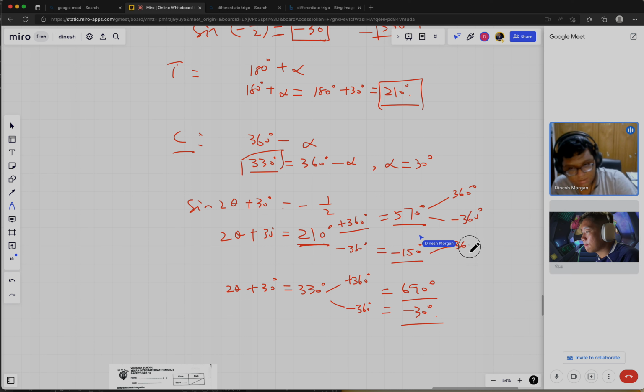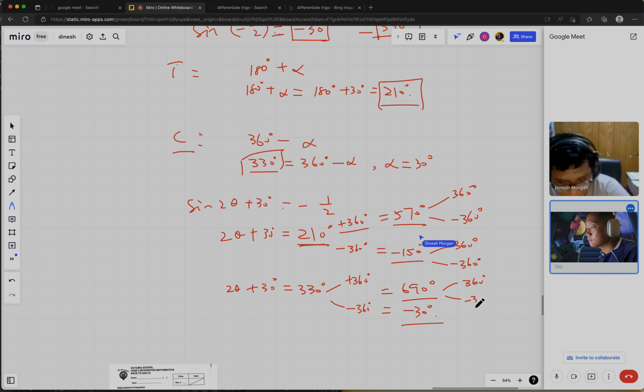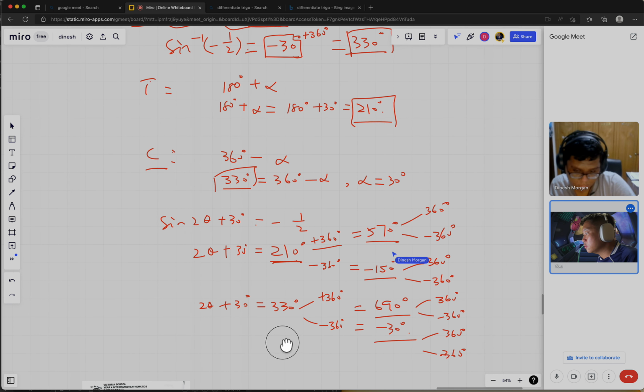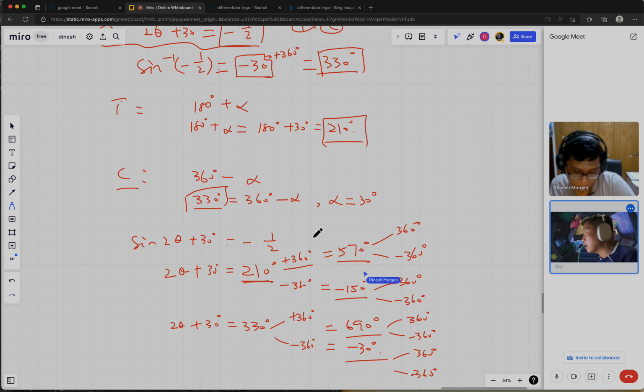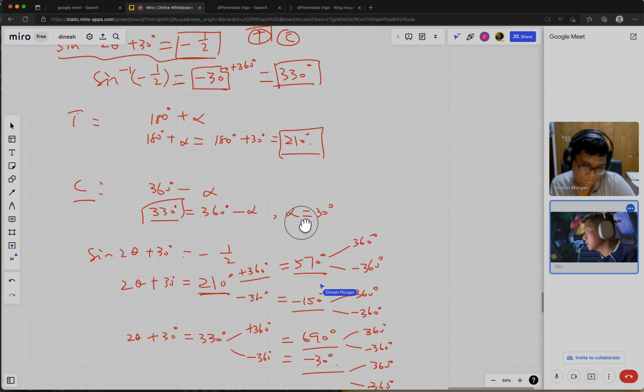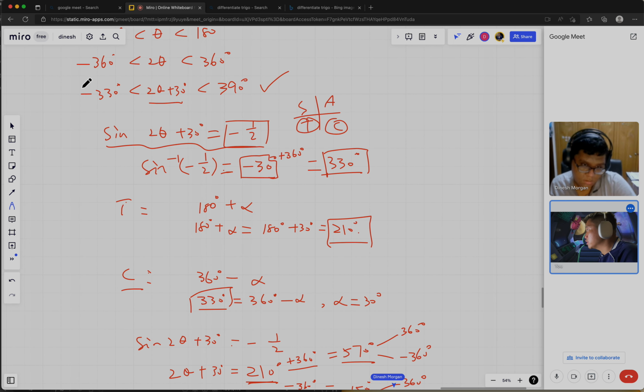But if you minus 360, you just get the same one. No problem. I'm just trying to tell you, you can actually continue to do the plus 360 and minus 360 to these four answers. But if you look at your range, now you need to talk about the range already. The range is this.